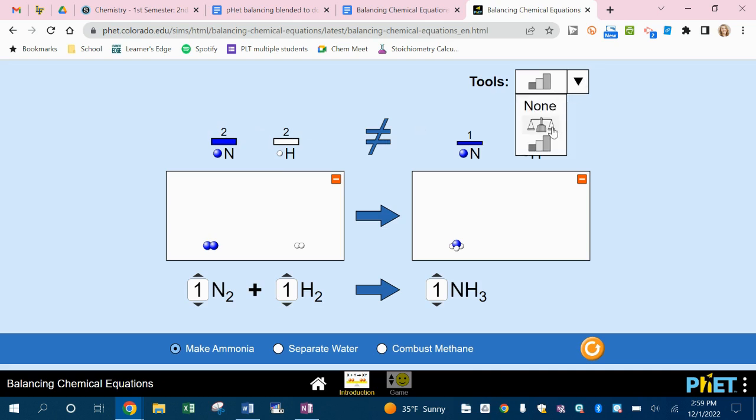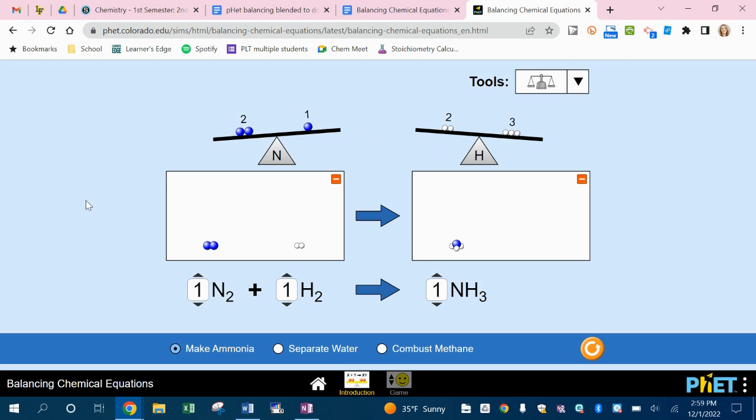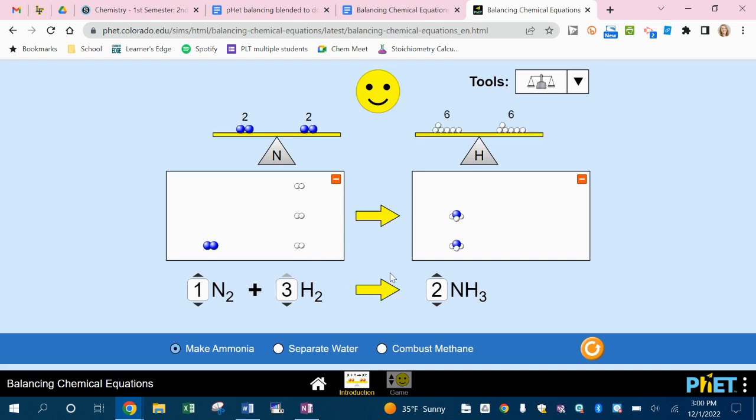I'm going to show you how you can use the balance to help you balance a little bit more. When I look at this, I see I have two nitrogens in my reactants, but only one in my products. So I'm going to add another nitrogen in my products by changing my coefficient in my products. I can see the nitrogens are balanced because 2 and 2, the balance is level. But over here now, I have more hydrogens in my products. So I'm going to add a coefficient 2 in my reactants, and that got me closer. Then I add one more, and now I get all these great things telling me, yay, it's balanced.